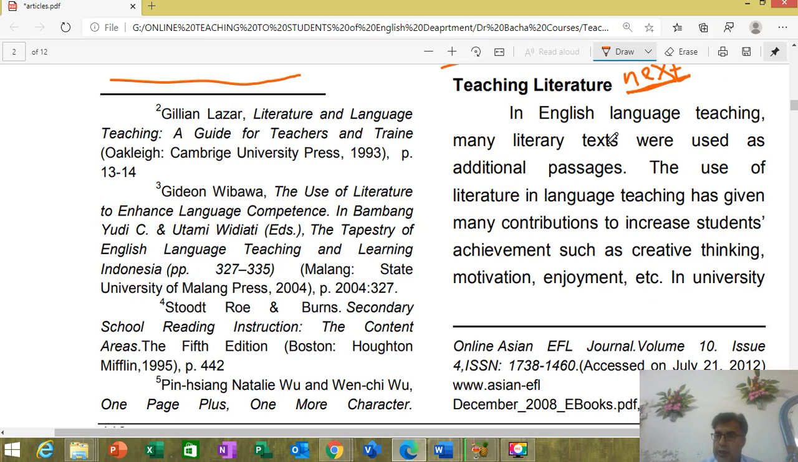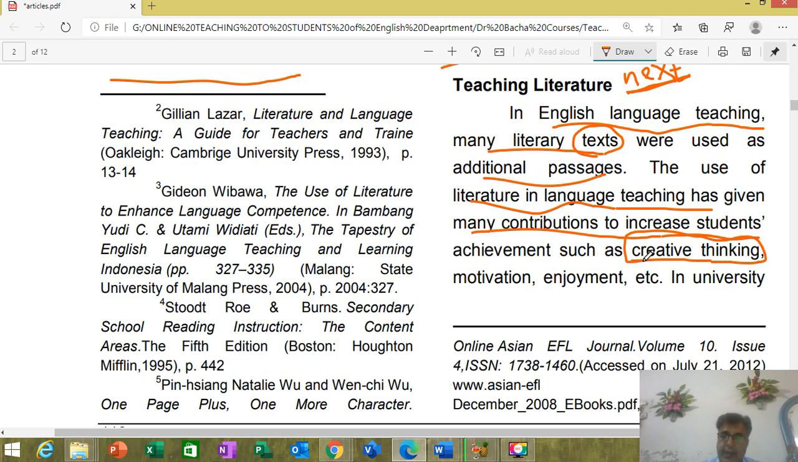Teaching literature in English language teaching. Remember, you have to understand it right now. In English language teaching, many literary texts, many novels, poetry, prose, essays and anthologies were used as additional passages. The use of literature in language teaching has given many contributions to increase students' achievement, such as, remember, I have to talk on each one of them: creative thinking, motivation, enjoyment, etc.